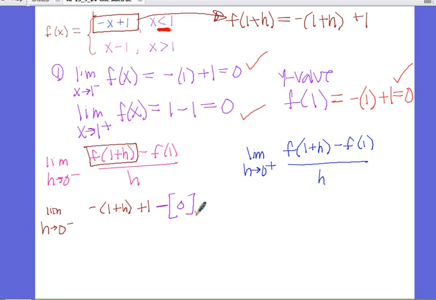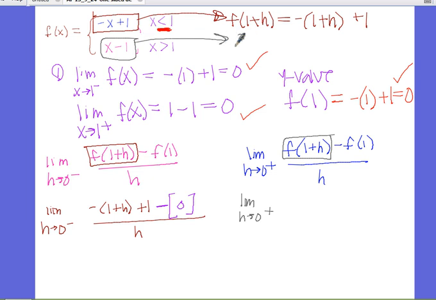I'm still writing it there just so you see it. I'm not ignoring it. All over h. And then I'm going to go through and do the right side, which I'll do in gray: the limit as h goes to 0 from the right hand side. Well, for this piece I have to use the right hand side here, which would be f of 1 plus h, equals 1 plus h, that's the x, minus 1.